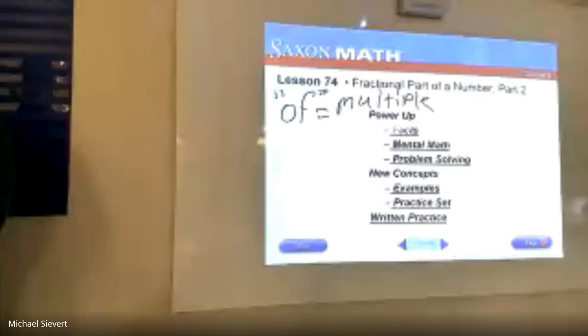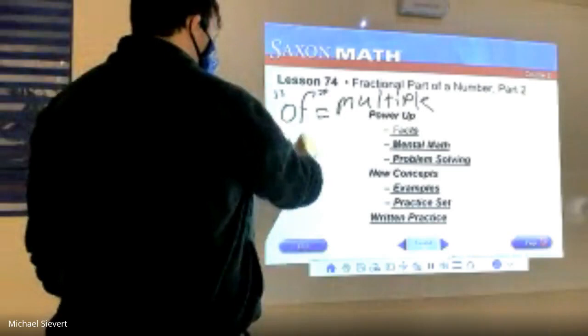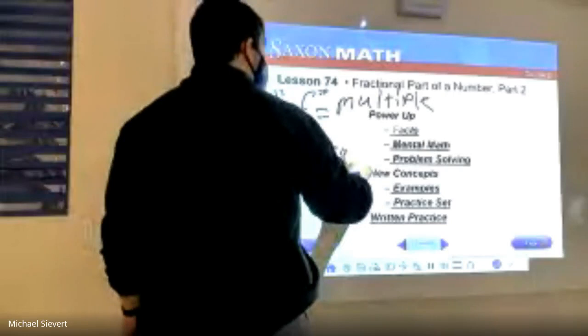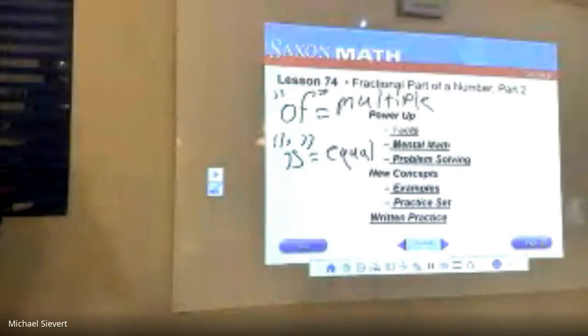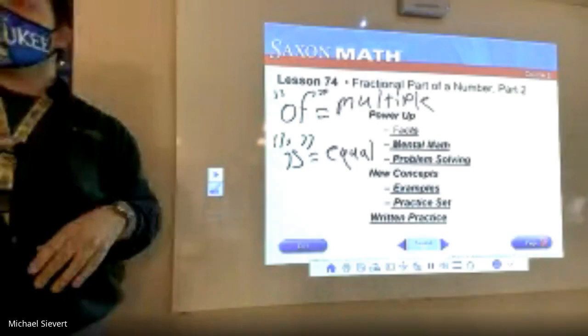Then I also want you to put the word is. Equals, well, actually, equal. It means put down the equal sign. So when you see the word of, that means multiply. When you see the word is, that means equal. When I say of, you say multiply.